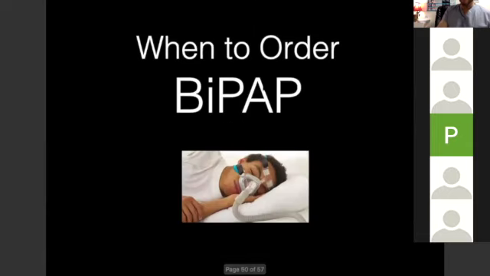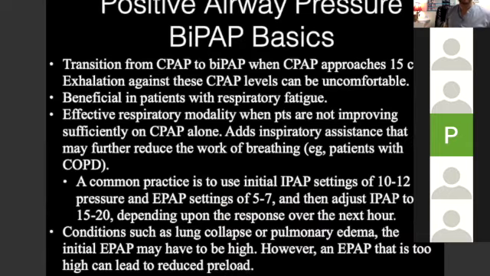All right, now BiPAP. So we talked about CPAP for pulmonary edema, for hypoxia, for OSA, but transition from CPAP to BiPAP when CPAP approaches 15. So if you're setting a CPAP at 15 or 16, that's a lot of air coming in, and it's a lot of air to breathe against on your inhalation. So you might move that patient to BiPAP. It's also uncomfortable. If the patient's saying too much air, they might do better with BiPAP.